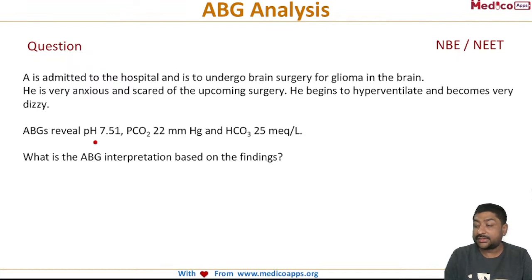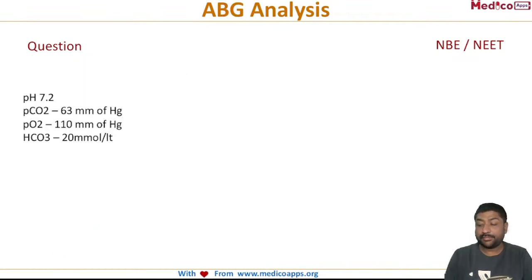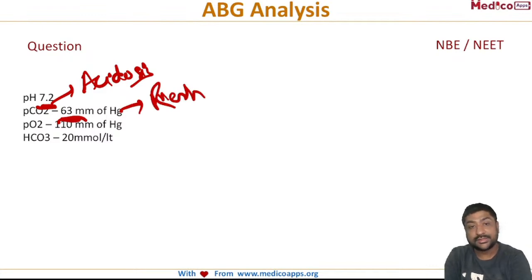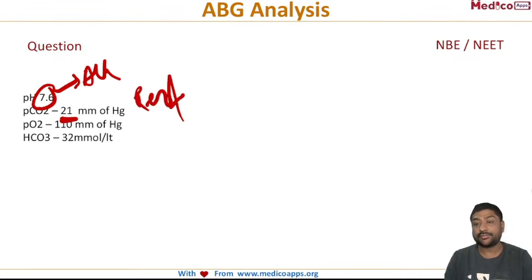Again, let's look at this pH. So this is alkalosis, and PCO2 is actually decreased. So this is respiratory alkalosis. pH is, so this is acidosis, and this is respiratory alkalosis. Is it clear? So you are able to solve again: alkalosis, PCO2 is decreased, so respiratory alkalosis.